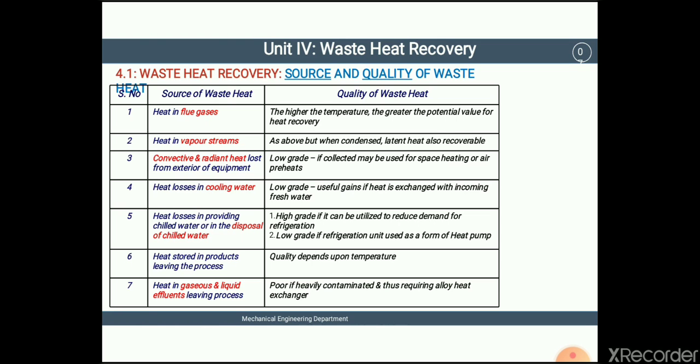So, according to the source, how the potential to recover the heat is more or less is also mentioned here. For some sources, it is mentioned that low grade heat will be available, but for some sources, high quality, greater potential value of heat recovery is mentioned.